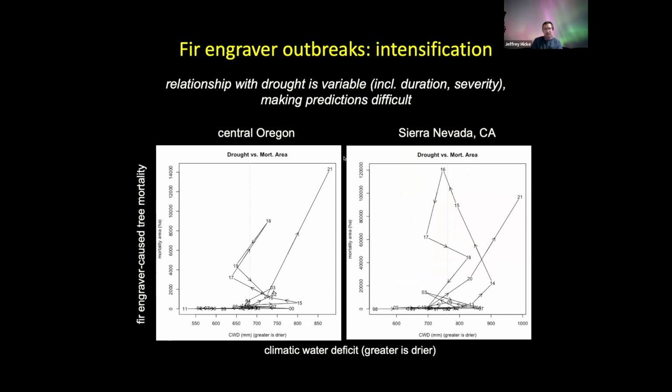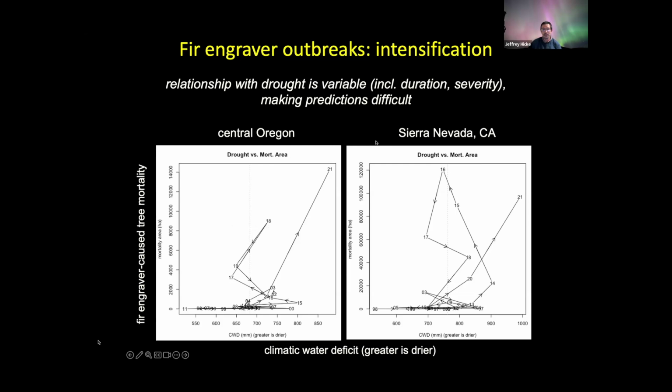These figures show on the x-axis climatic water deficit, where greater values indicate drier conditions. The y-axis is mortality caused by fir engraver. The numbers indicate years. So here's a progression from 2018 to 2019 to 2020 to 2021. And two areas. One is Central Oregon, the other is Sierra Nevada and California.